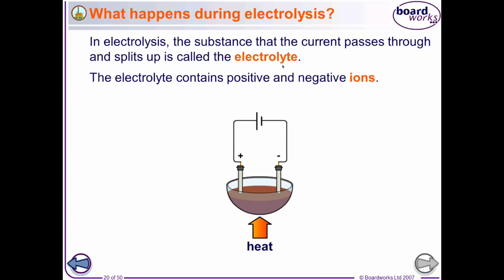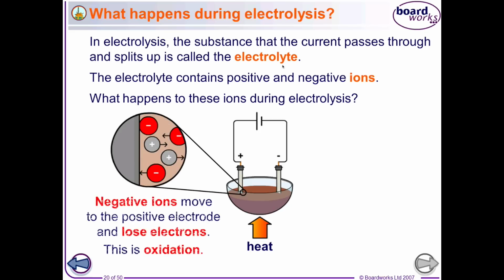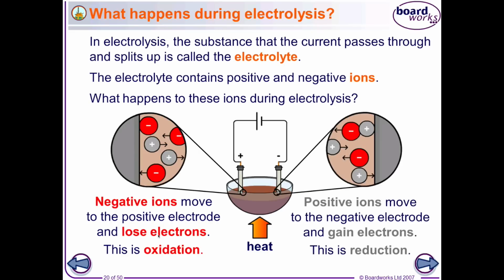And the electrolyte will contain the positive and negative ions, and they will then be attracted to the appropriate electrode, positive and negative. So first and foremost, the negative ions will move to the positive electrode. Negative attracts positive, and when they get there, they will lose electrons. As we know from earlier, this is oxidation, because of OIL RIG: oxidation is loss of electrons. At the negative electrode, the positive ions are attracted to it, and when they get there, they gain electrons, and as we know from previously, that is reduction.